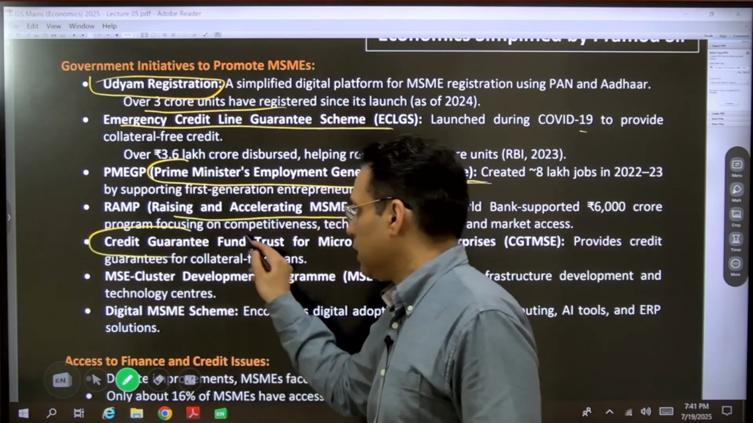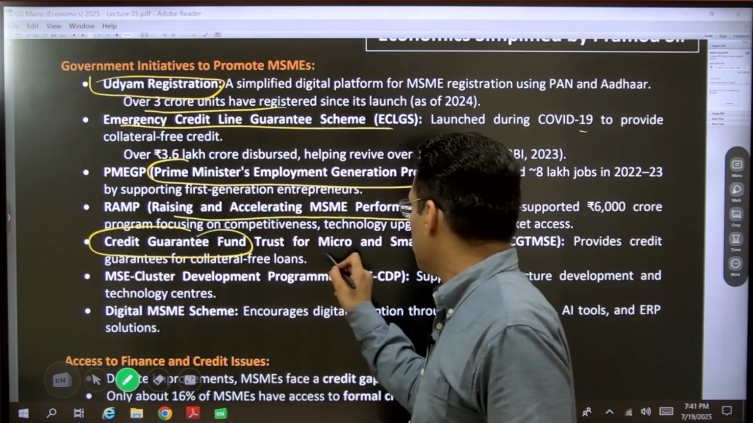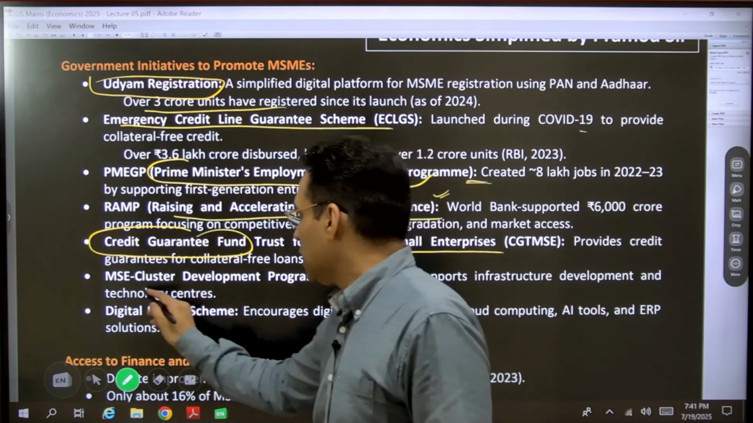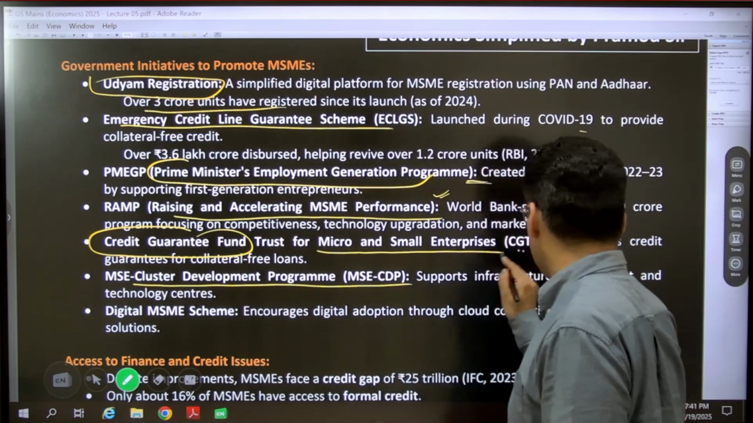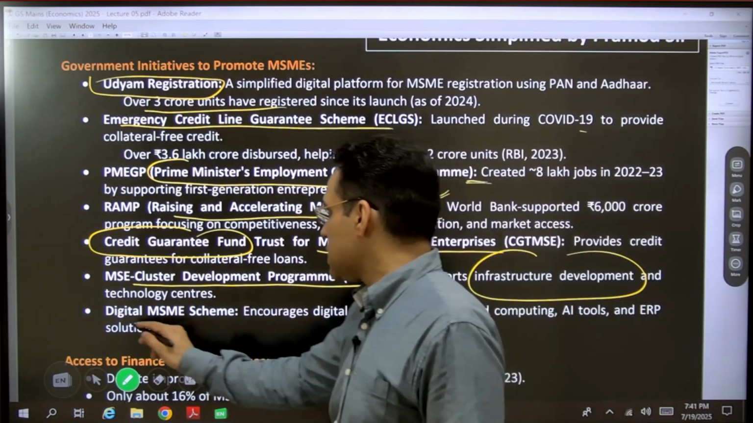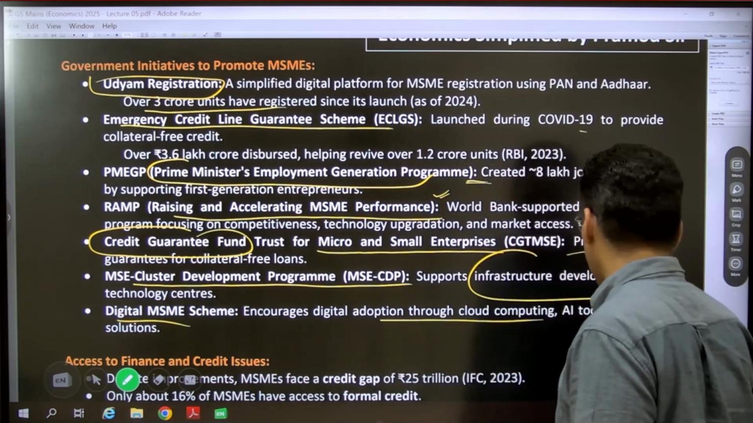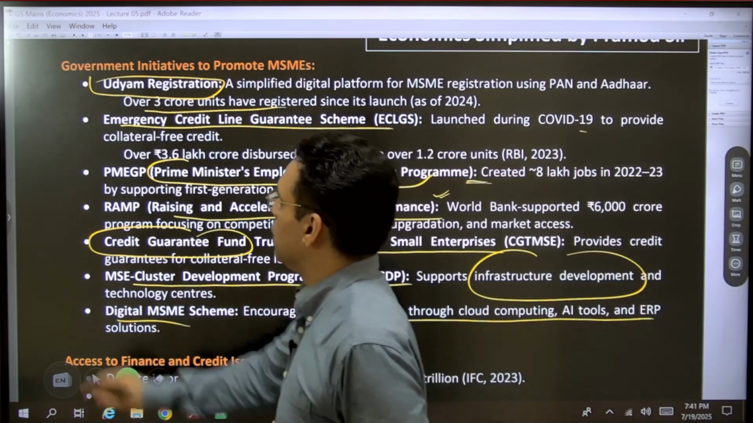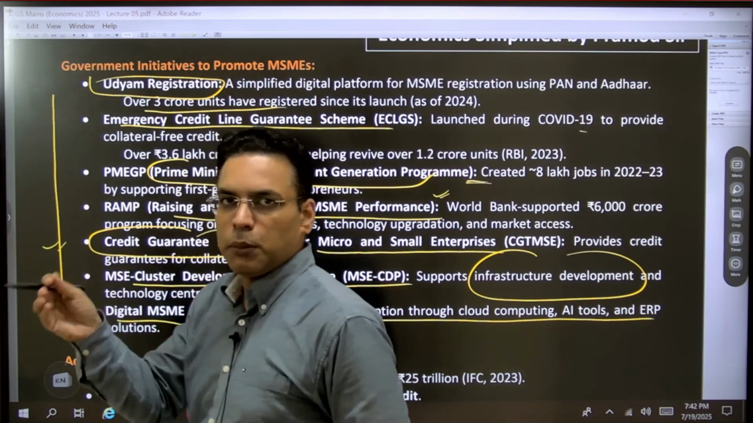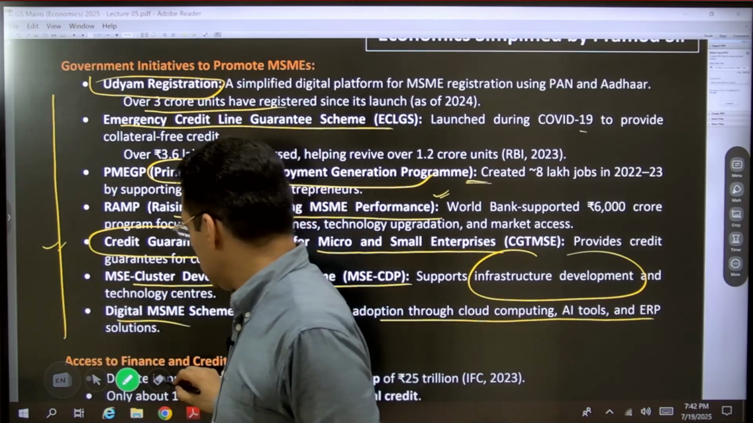Credit guarantee fund, यानी हम उनको लोन देंगे और क्रेडिट गारंटी देंगे for MSMEs. MSME cluster development program supports infrastructure development. Digital MSME scheme encourages digital adoption through cloud computing, AI tools and ERP solution. All the initiatives you should remember. Make a list of the initiatives, and they should be on your tips.